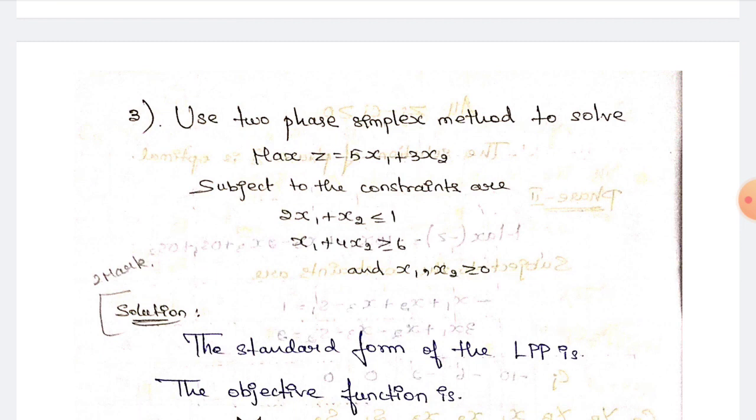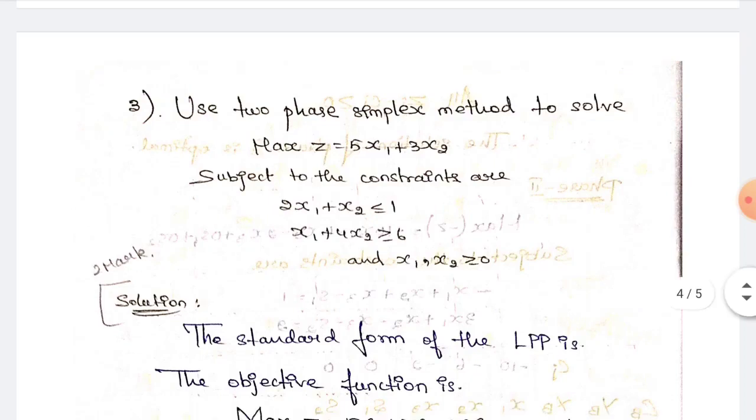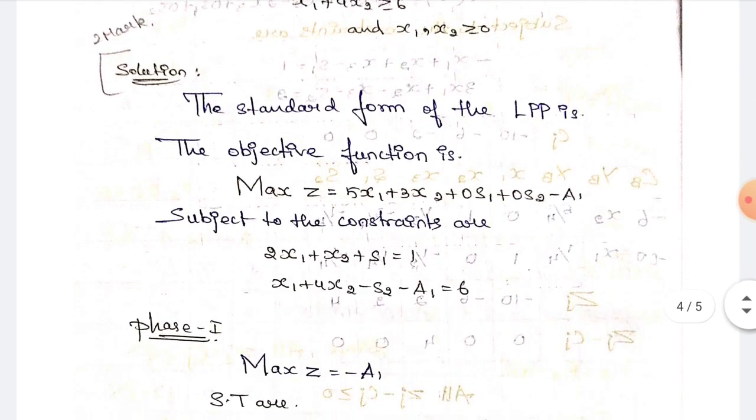So less than or equal to form means you have to add the slack variable, greater than or equal to means you have to subtract the surplus variable plus add the artificial variable. So you have to write the standard form. The standard form of the LPP is the objective function's maximization of z. So here we have one slack variable, one surplus variable and one artificial variable. So like this we have to write.